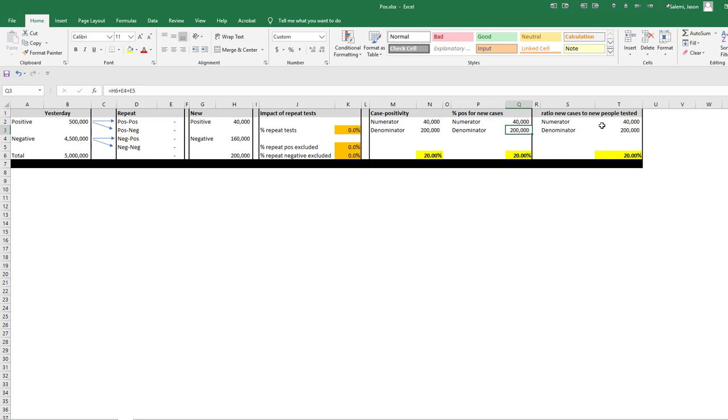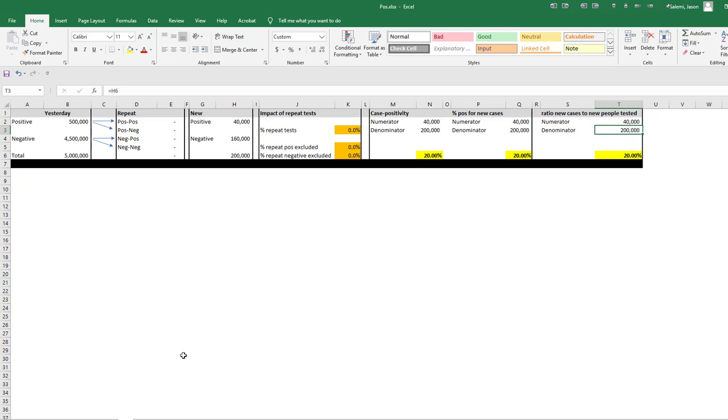The last measure is that ratio of new cases to new people tested. So again, the numerator is going to be the number of people who tested positive today who have never tested positive before. Again, that's 40,000 in this case. And the denominator is going to be new people tested today. So they've never been tested before. Again, in a scenario like this one in which we have no repeat tests, all 3 measures are going to have the exact same value.